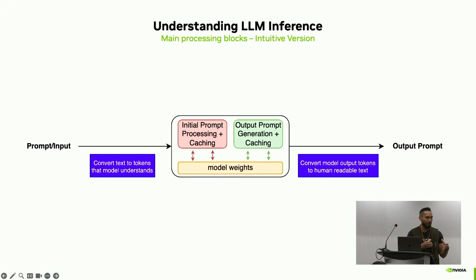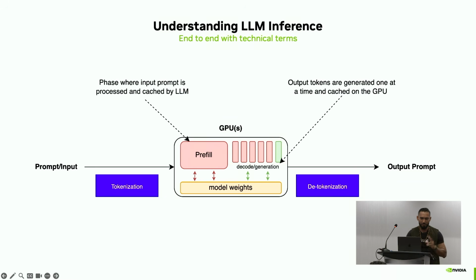And once I finish processing that prompt, then I'm going to start generating one token at a time. And that typically happens very fast. Okay? And then from there, every token that gets generated, that's in the LLM's vocabulary, I need to now de-tokenize that back into your language. So here are the technical terms that you'll see when you read the literature or super technical documents.